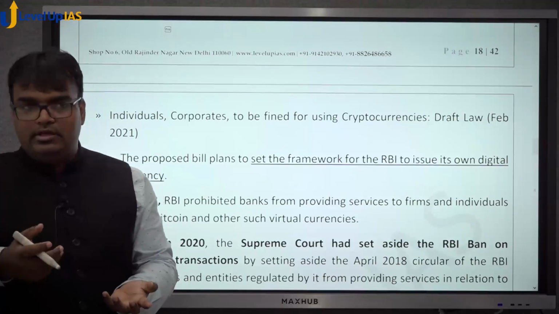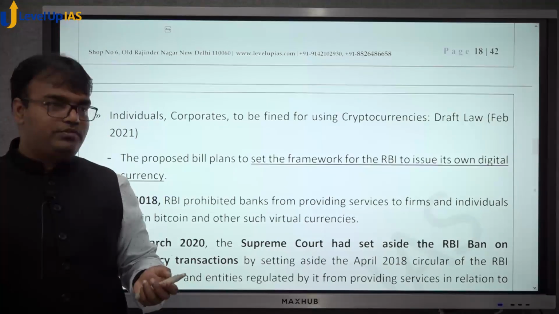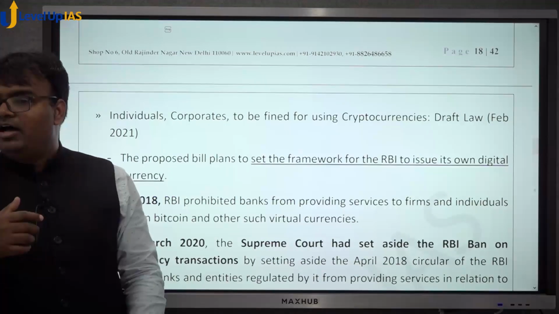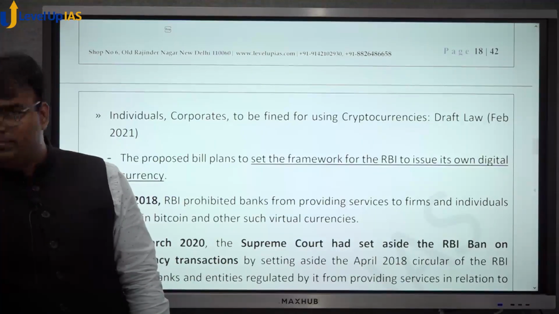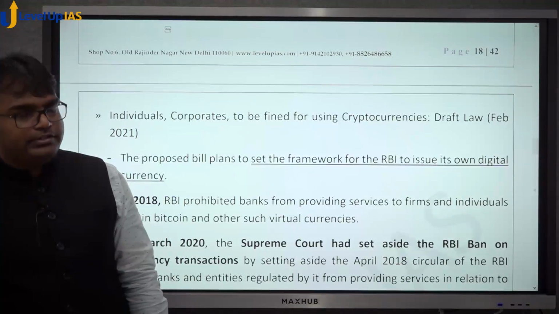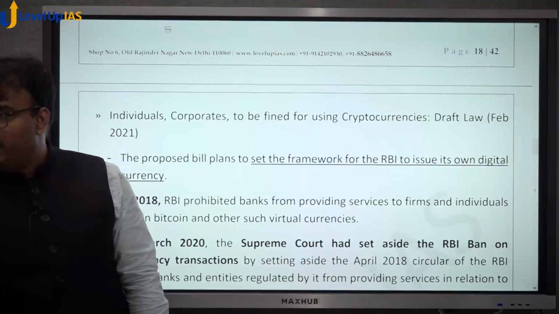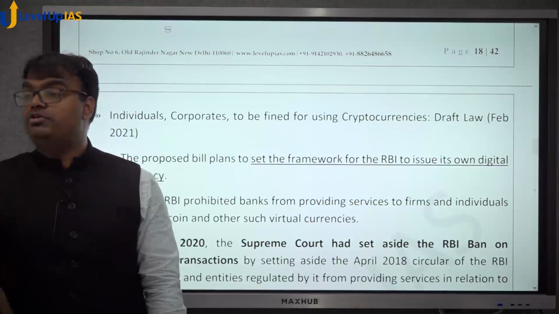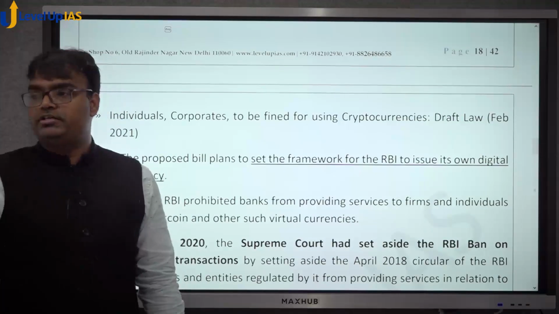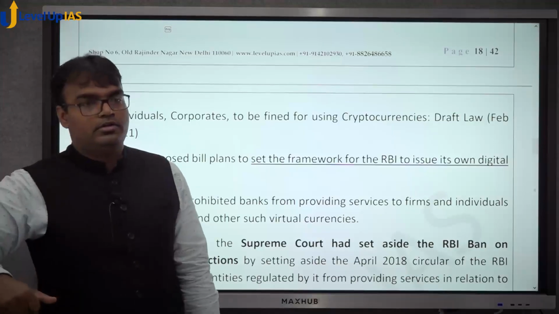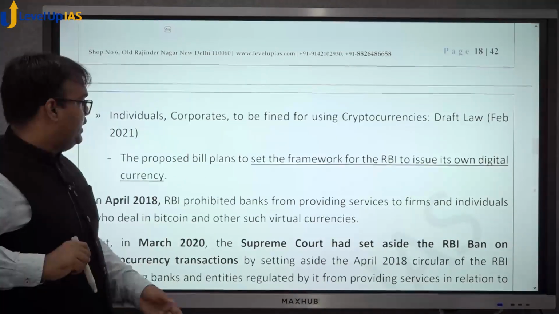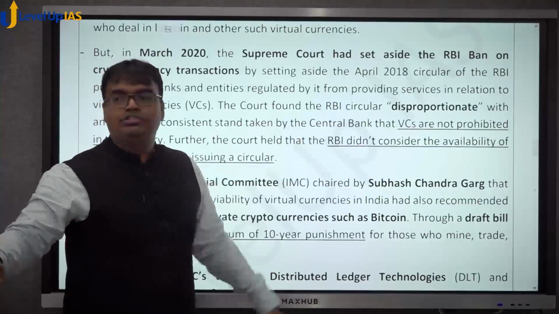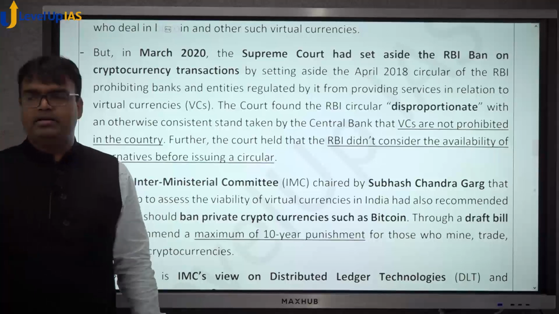Because if I have to buy cryptocurrency, I'll have to transfer some money from my bank account to another person's account from whom I'm buying cryptocurrency. But RBI asked banks, do not deal with those people who are dealing with cryptocurrencies, who are dealing in bitcoins. So indirectly it was banned. But in March 2020, Supreme Court struck down the order of RBI. Supreme Court said that your circular was disproportionate, a complete blanket ban.